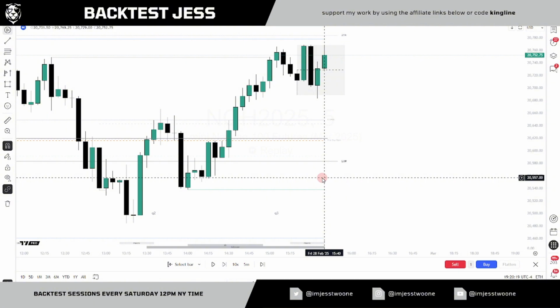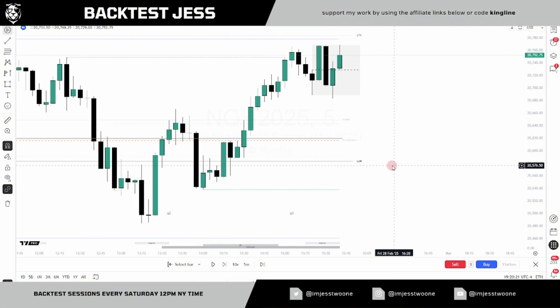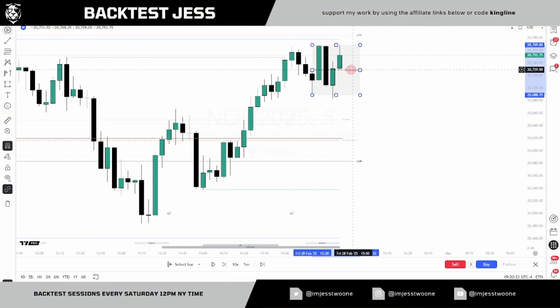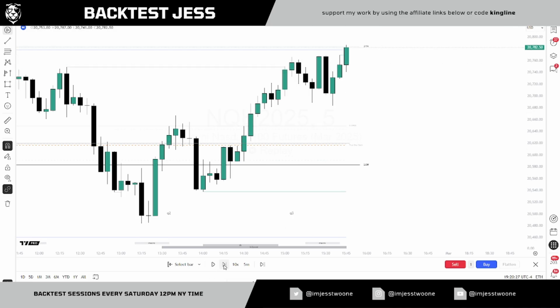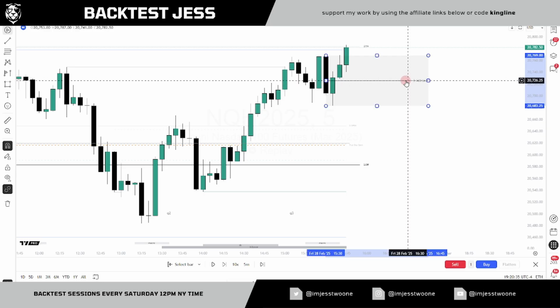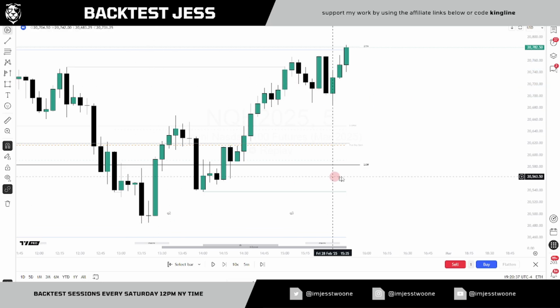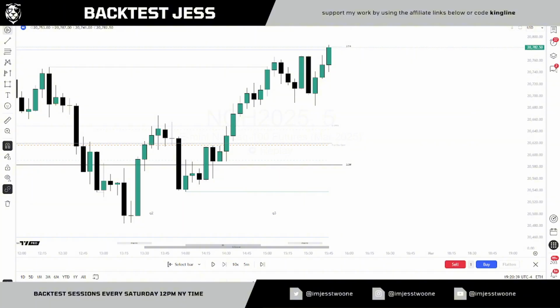Okay, so we are at 540 here. And it's just consolidating, so I'm not going to consider any of that a manipulation yet. Okay, so now we have this. And no, there's also not a manipulation because Q2 is way down here. Q1 is way down here.